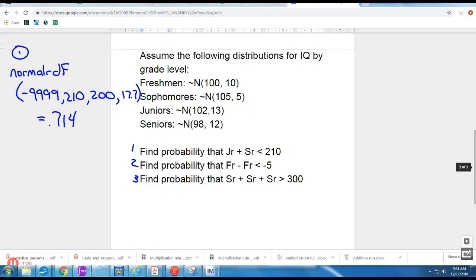So that's the first one. If you're stuck, maybe that'll help you remember what you're doing. So I want less than 210, so negative 999 up to 210. How did I get this 200 number? The 102 plus 98, right? How did I get this 17.7? That was the Pythagorean theorem thing, right? So 13 squared plus 12 squared and then the square root.